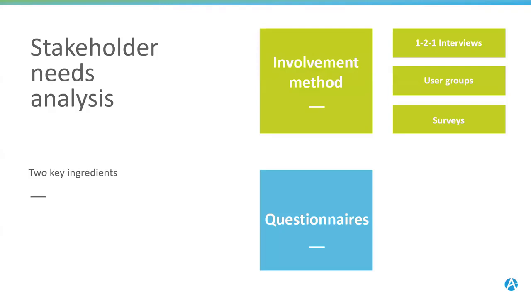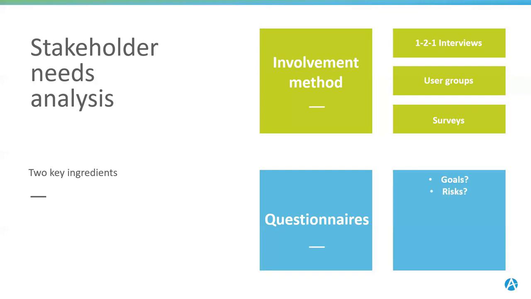The second key ingredient is questionnaires. Once you've identified these stakeholders, what will you ask them? The questions are key. You want to be asking them about their goals, what they want to get out of the digital process, what the risks of the current process are, risks of the future one that they can see. How can technology help? Even if they're not very technical in the first place.